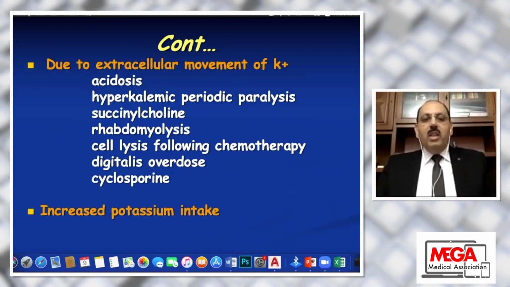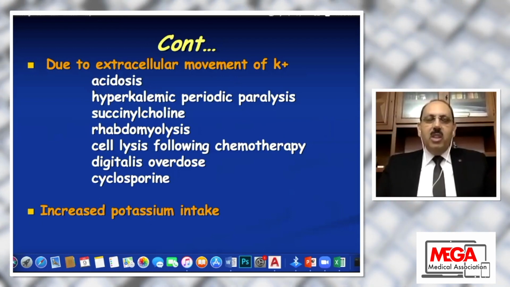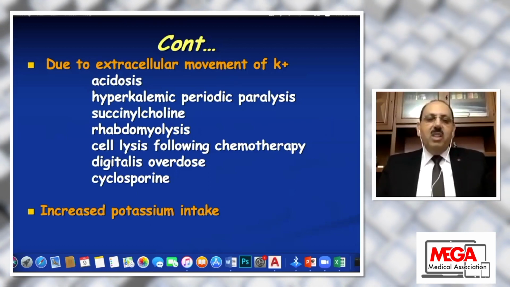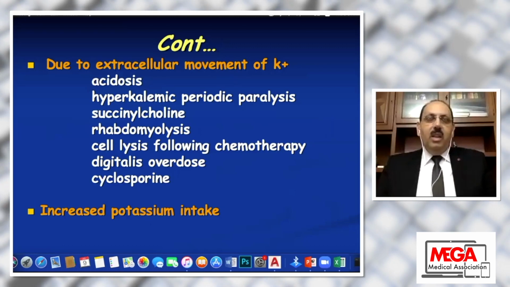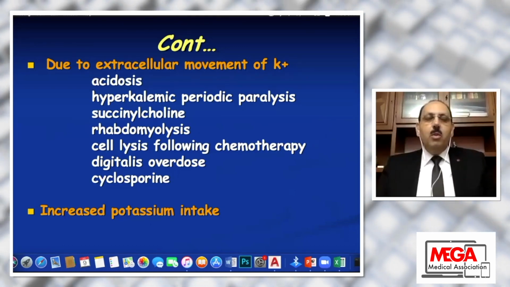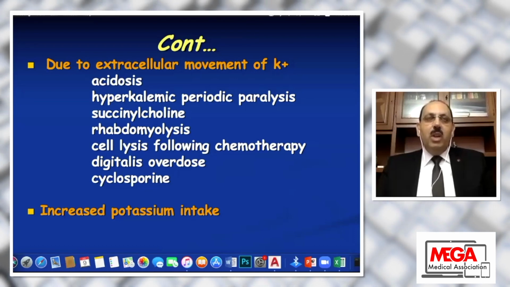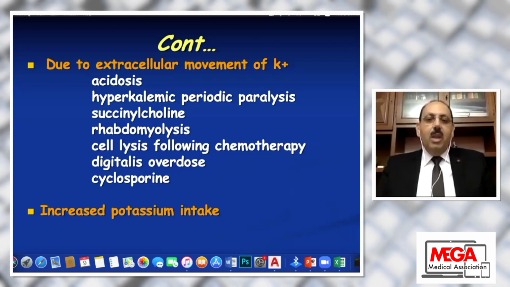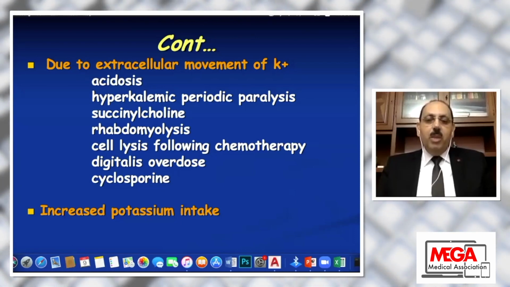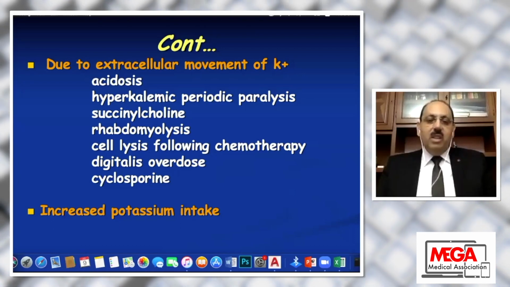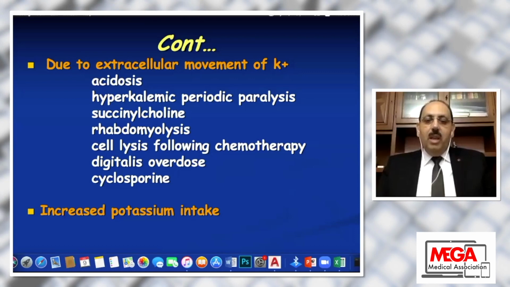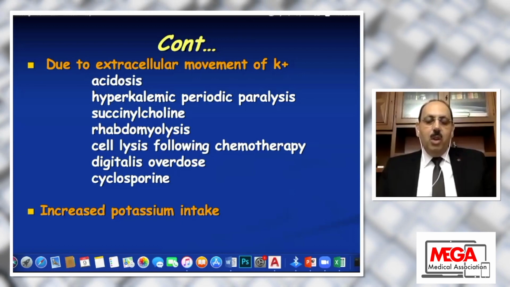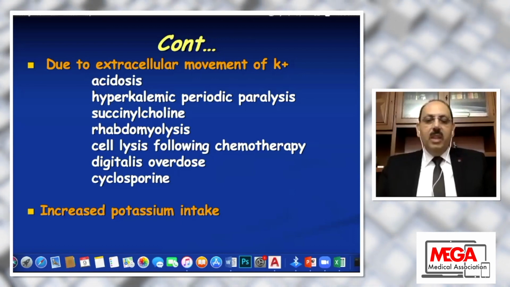Or due to extracellular movement of potassium from the intracellular compartment to the intravascular compartment by the effect of acidosis, as we said: increased hydrogen ion concentration in the intravascular compartment will exchange with potassium. The hydrogen will enter inside the cell and potassium will come out of the cell, causing hyperkalemia. Also in attacks of hyperkalemic periodic paralysis, the effect of drugs such as succinylcholine, rhabdomyolysis, cell lysis following chemotherapy, digitalis overdosage, and cyclosporin, and also increased potassium intake.